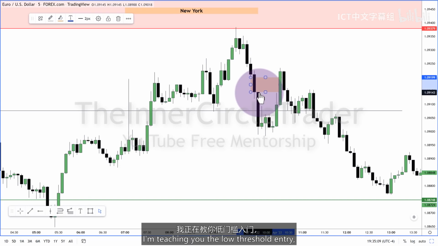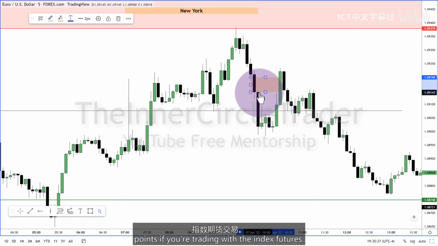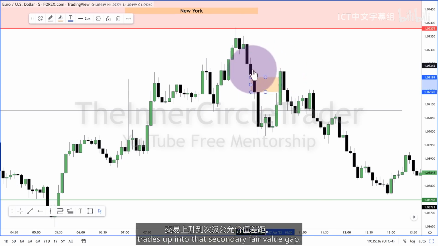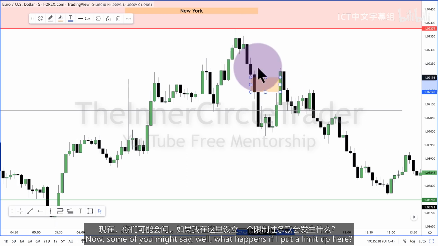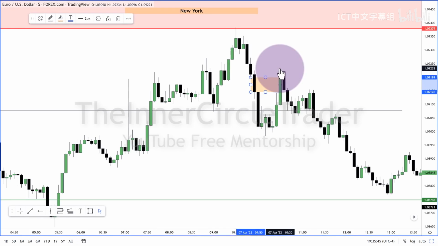So I'm teaching you the low threshold entry, but in addition to that, I'm showing you how to build an additional perspective that helps you find the better entries, which allows you to shorten the number of pips, or points if you're trading the index futures. But long story short, this would be your range you can work within, and it trades up into that secondary fair value gap. Now, some of you might say, well, what happens if I put a limit up here? Well, that would obviously be a stellar entry, but you don't necessarily need that.